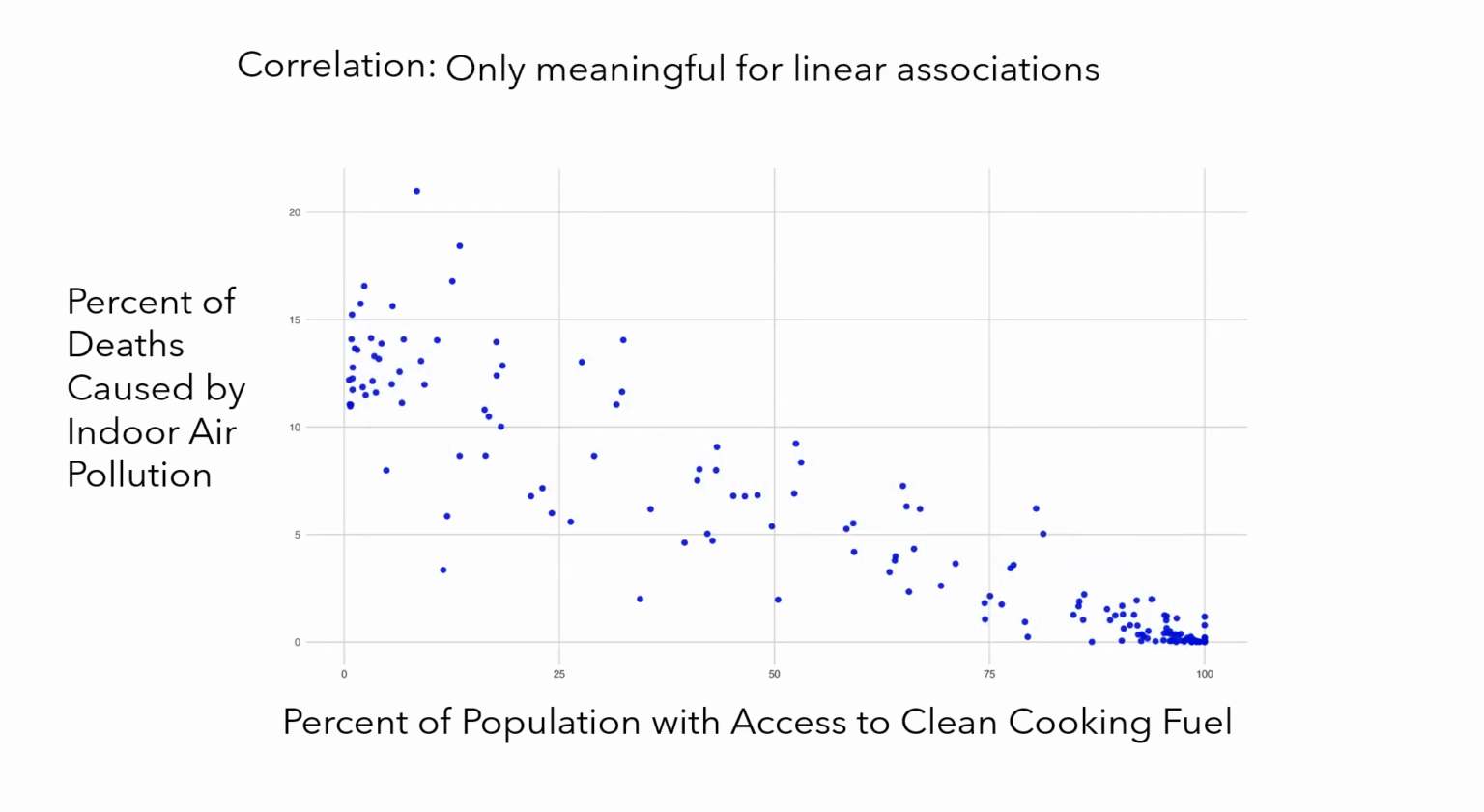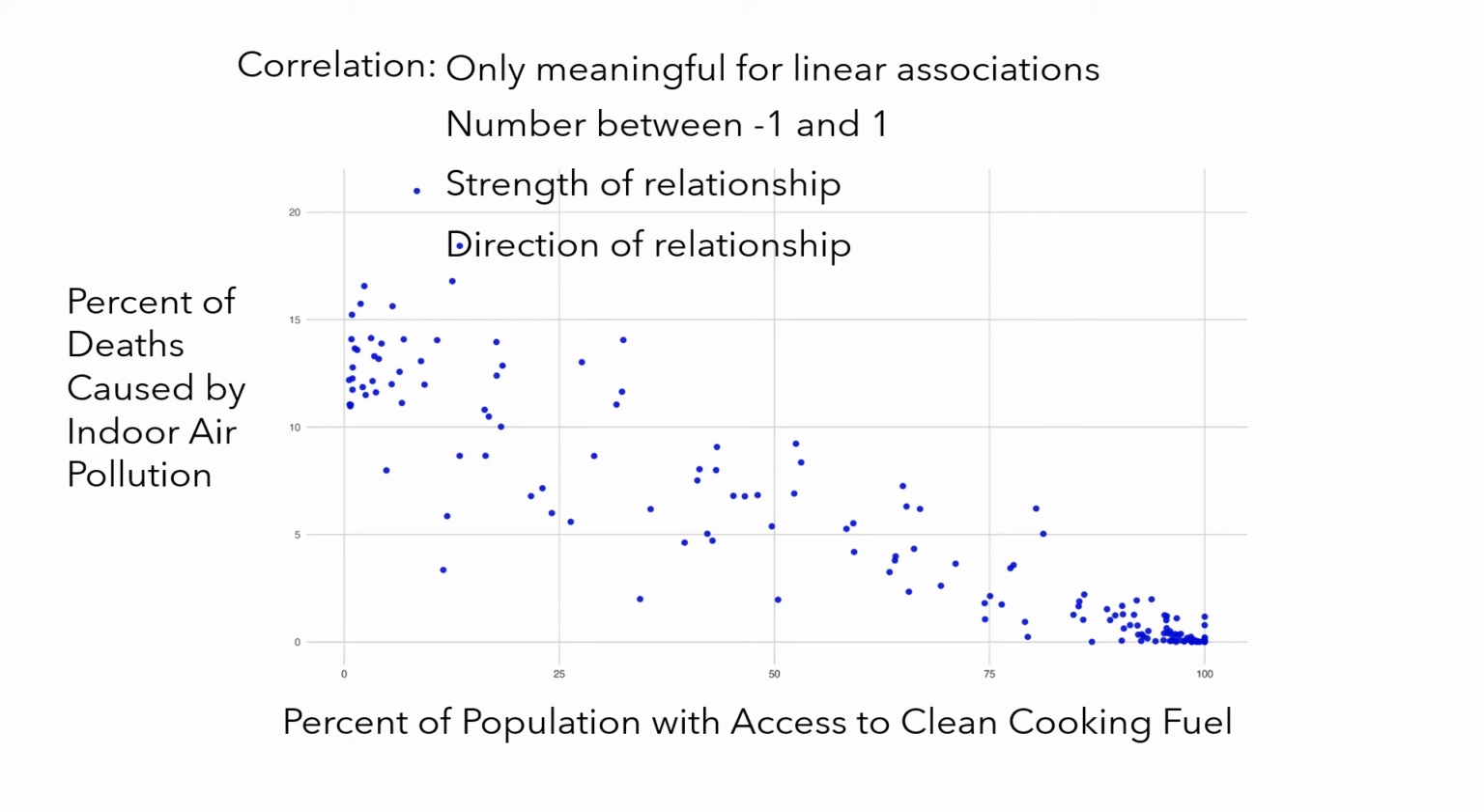First, we can see that our data follow a roughly linear trend, which is important because the correlation is only meaningful for linear associations. Correlation is a number between -1 and 1 that measures the strength of the relationship, where values close to 1 or -1 indicate strong relationships, and values close to 0 indicate weak relationships. The correlation also tells us the direction of the relationship, with positive correlation indicating a positive relationship and negative correlation indicating a negative relationship. For the data we have here, the correlation is -0.934, and this number reflects the strong negative linear relationship between these two variables.